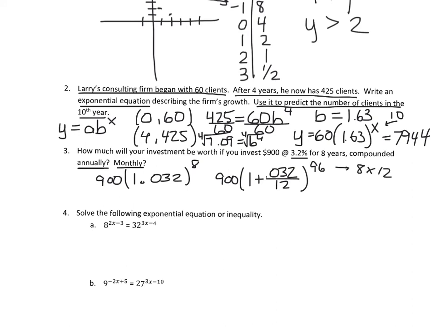Okay, so entering those in your calculator, 900 times 1.032 to the 8th power is 1157.92. And the next one, I will take 900 times, parentheses, 1 plus 0.032 divided by 12. Close those parentheses and take that to the 96th power. That would be a total of 1162.18.